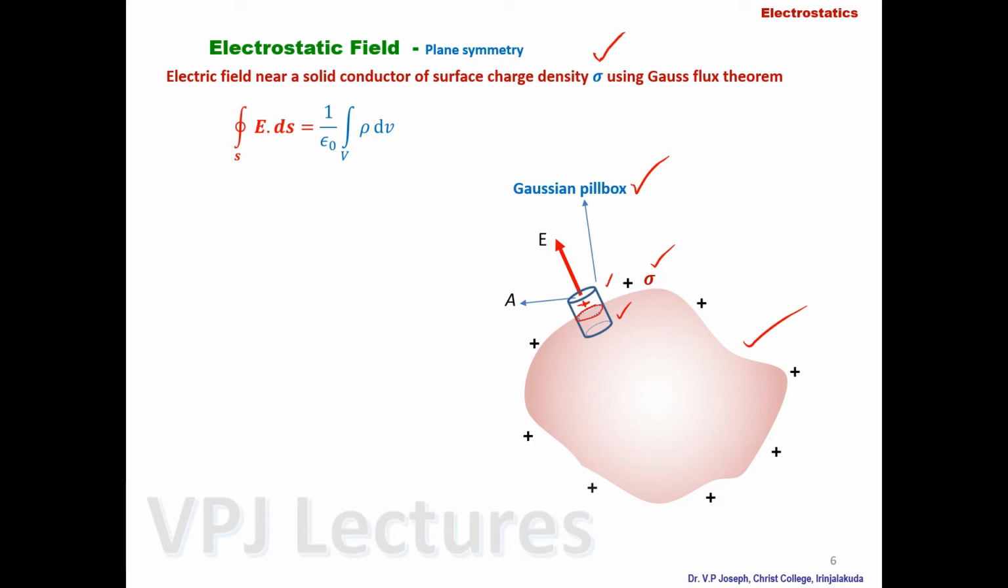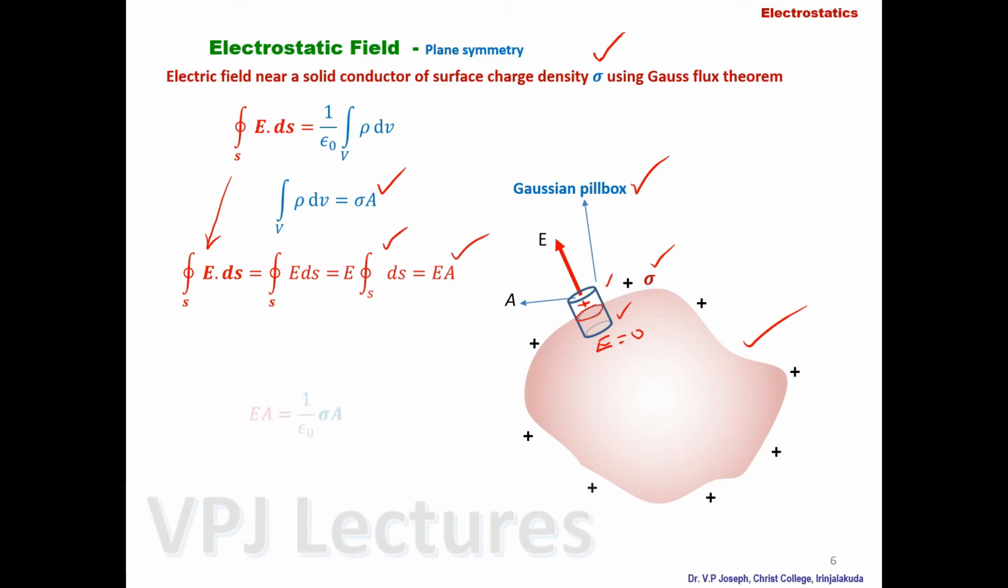So let us expand the integral equation. The right hand side, the volume integral rho dV, is nothing but sigma into A, because here also we need to consider the electric field outside. Now the electric field inside, since it is a conductor, E inside is equal to 0. Only the charge on the surface counts, so rho dV is equal to sigma into A. For the left hand side expansion of the surface integral, we have to consider only the outer flat region as in the previous case. So E into ds gives E into A.